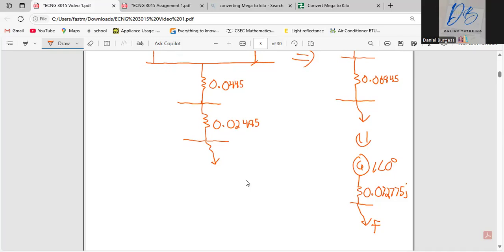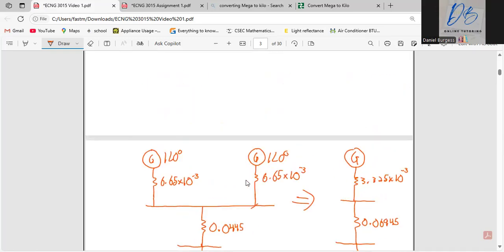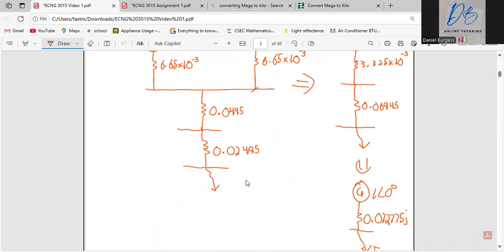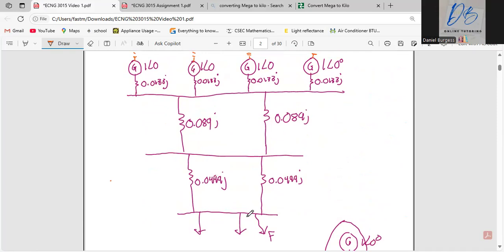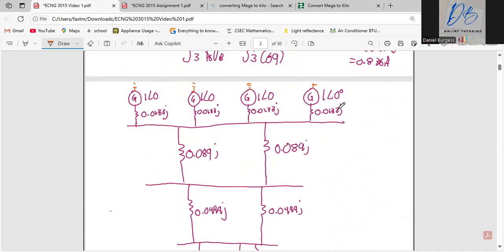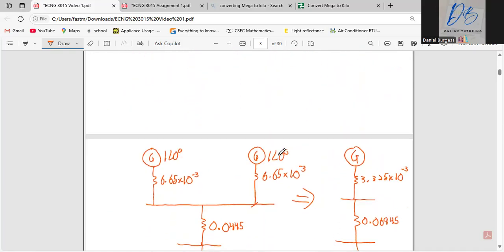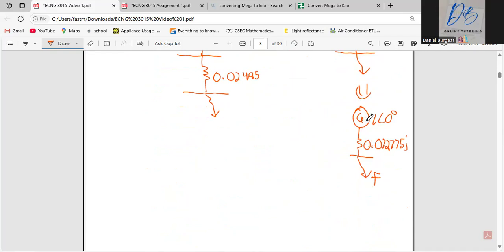Yeah. So that's how you do those. That's how you convert it and reduce it. So these two in series, because it had no impedance in between, and all these four in parallel technically. And they just keep reducing until they get one impedance, generator, bus, and a fault. So this will be the equivalent.